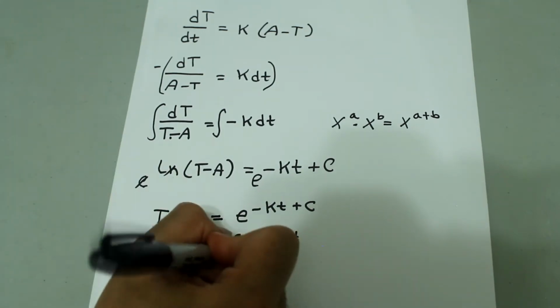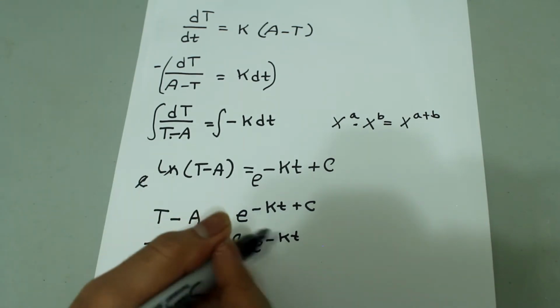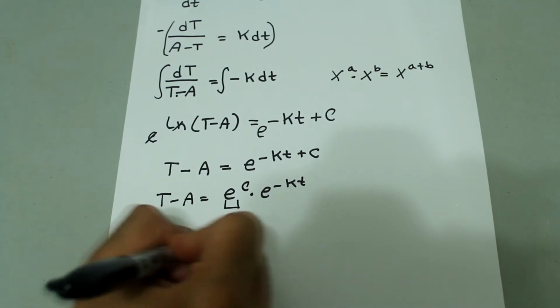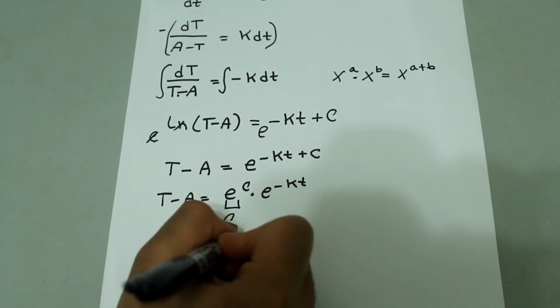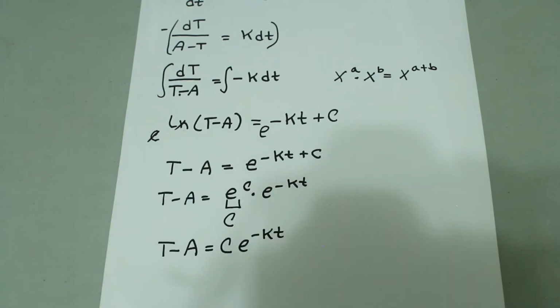And this whole thing is a constant, so I'll just call that C. So I'll rewrite it one more time, where we have T minus A is equal to C e to the negative kt.